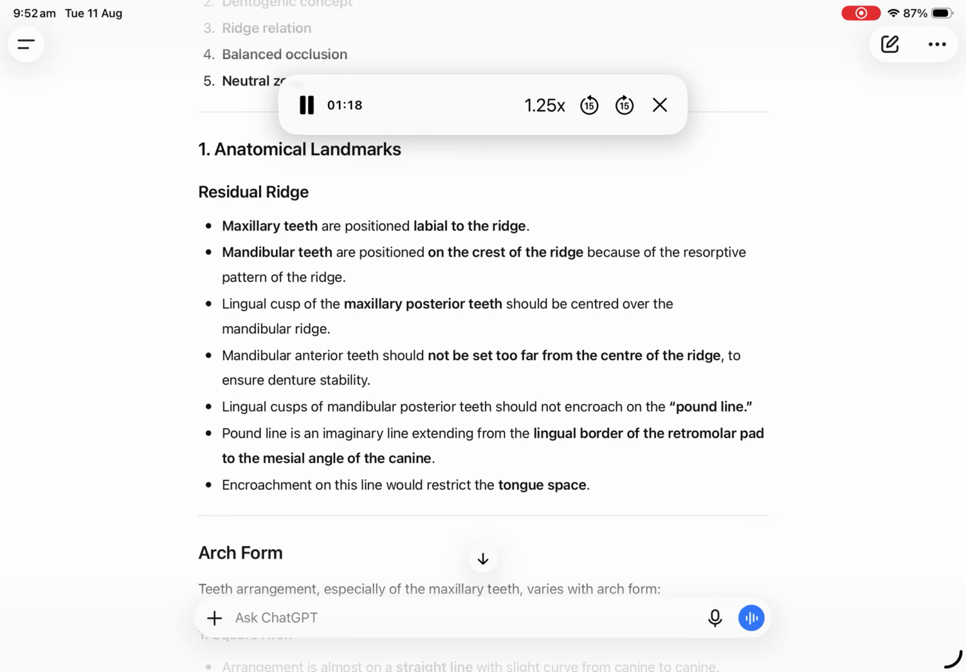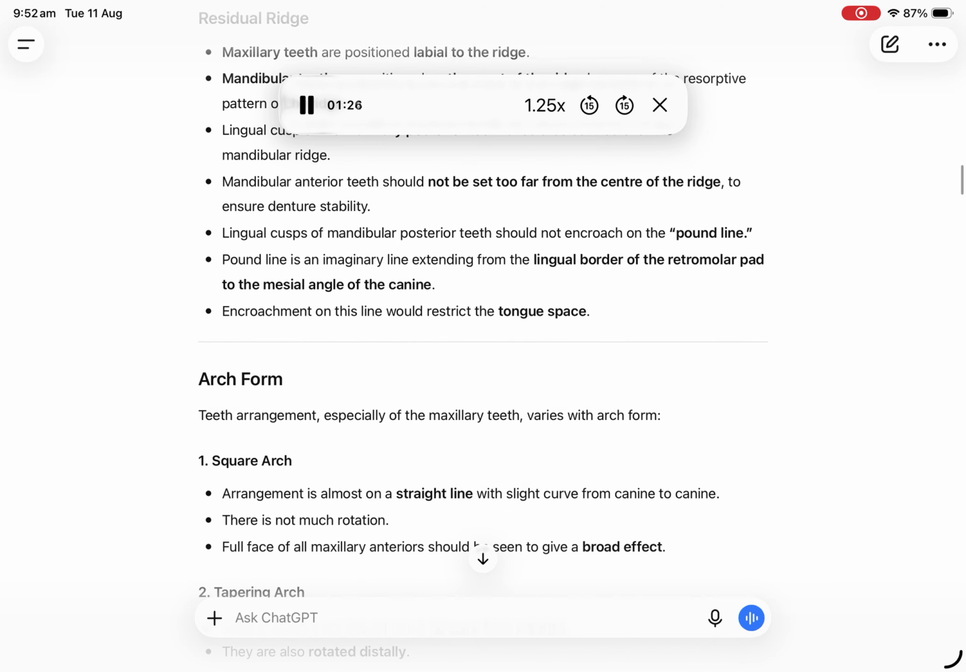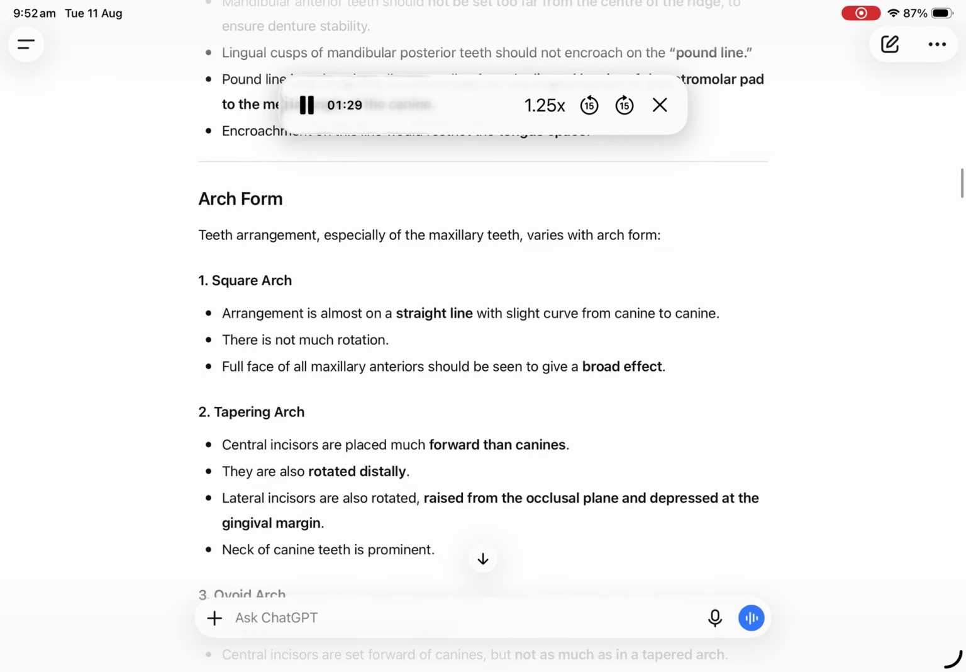Pound line is an imaginary line extending from the lingual border of the retromolar pad to the mesial angle of the canine. Encroachment on this line would restrict the tongue space. Arch form. Teeth arrangement, especially of the maxillary teeth, varies with arch form. 1. Square arch. Arrangement is almost on a straight line with slight curve from canine to canine. There is not much rotation. Full face of all maxillary anteriors should be seen to give a broad effect.